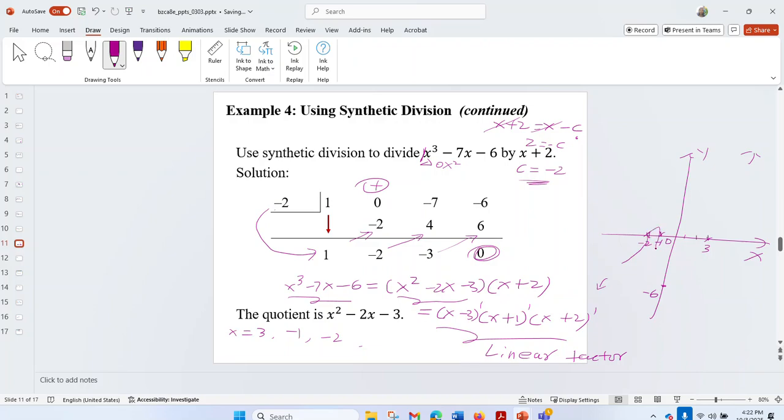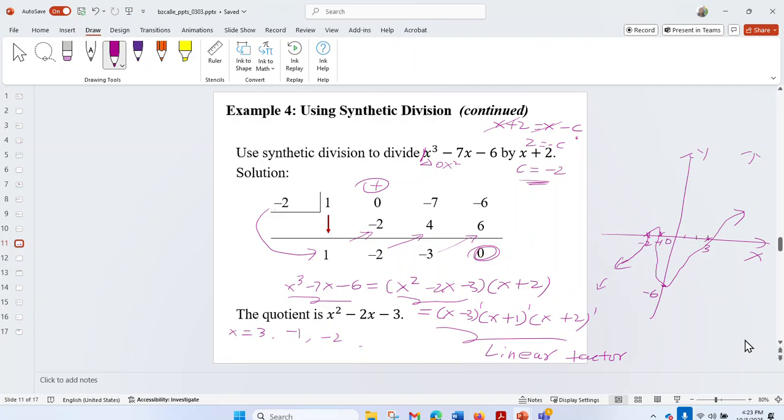Okay, sketching. All right, so this is the sketch for this polynomial. Look at that. We have an entire sketch for this cubic function. We have 3 x-intercepts, and they are all crossing, and 1 y-intercept. Okay, so that is synthetic division.